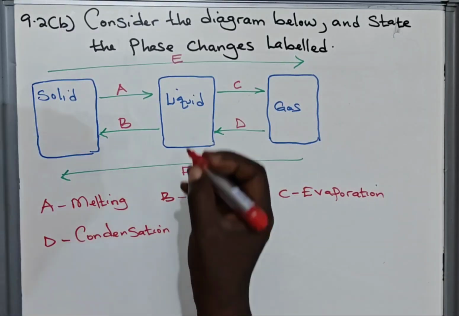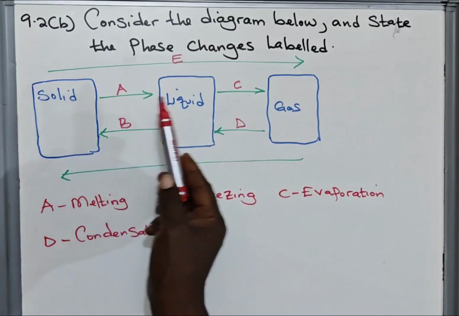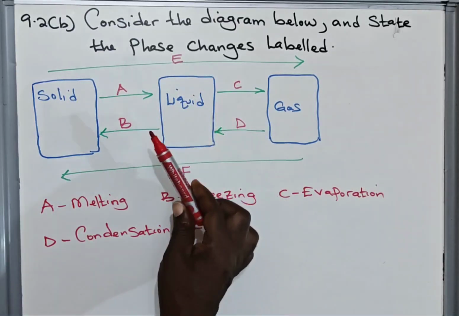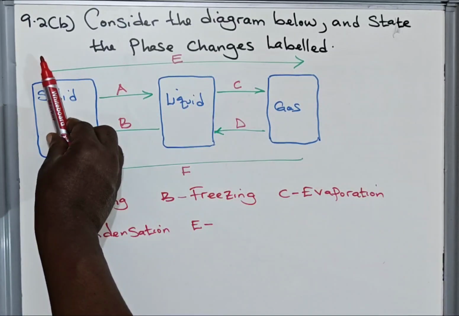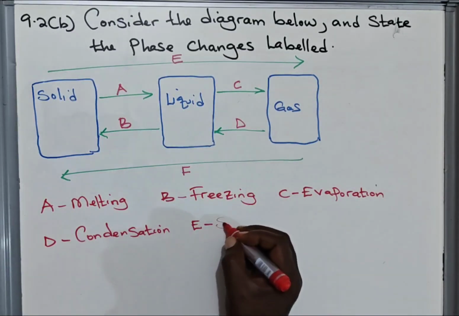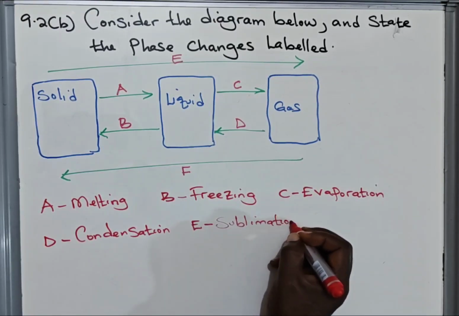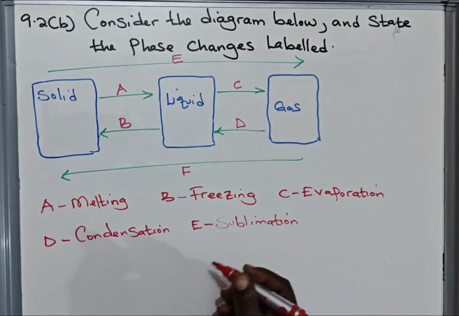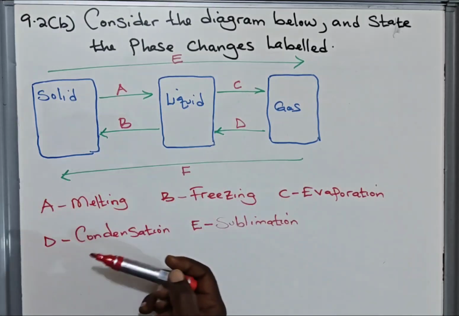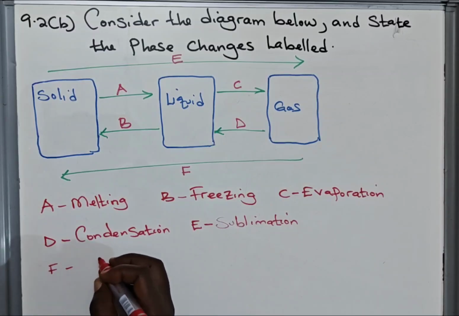Okay. Then we come to E. E is from solid to gas directly without undergoing a liquid phase. The change is from solid directly to gas. What do you call that one? Sublimation. Then there is a change from gas to solid. What do we call that? It is deposition.